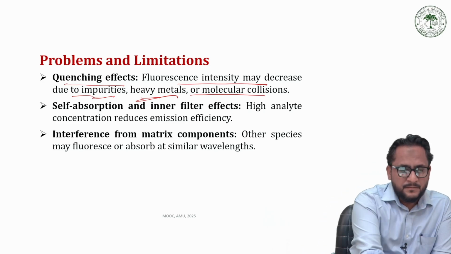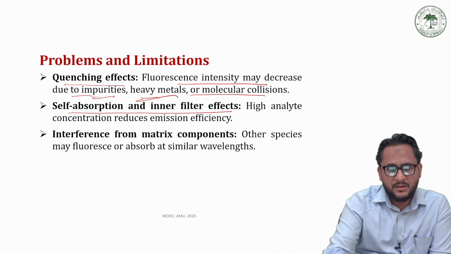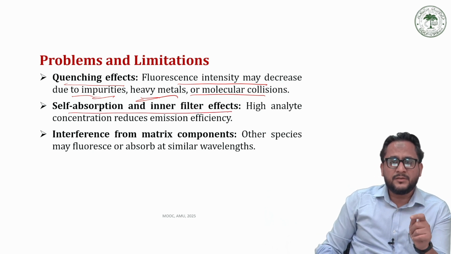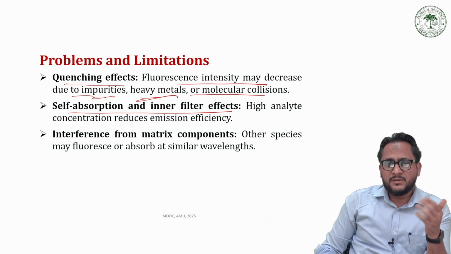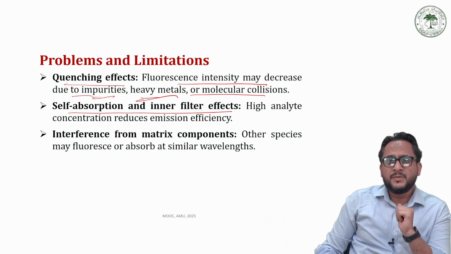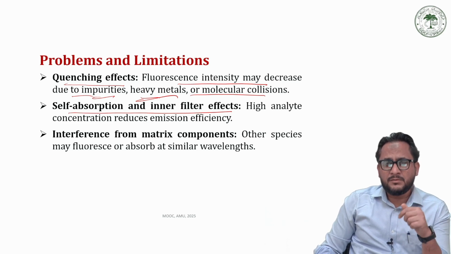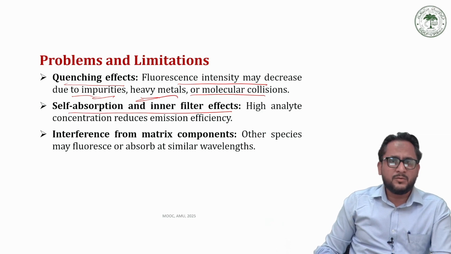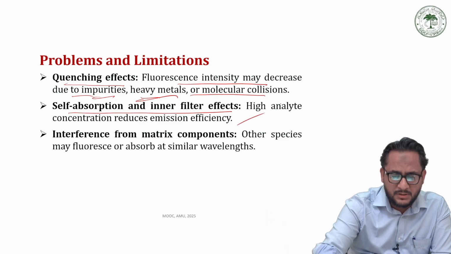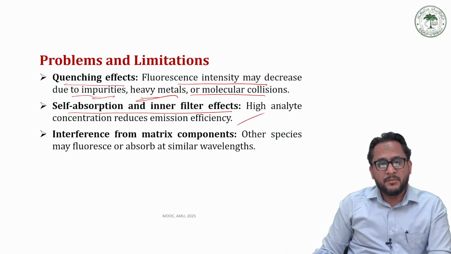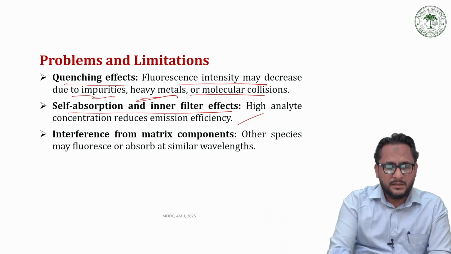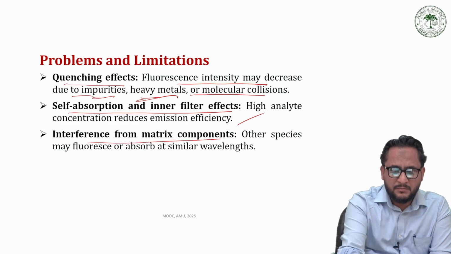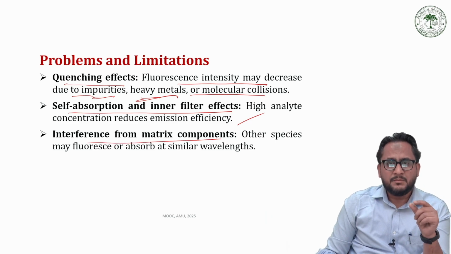Then the self-absorption or inner filter effect. This is because of very high concentration of the sample. Sometimes the emitted light is absorbed by the excited molecule when it comes back to ground state, or sometimes this light is absorbed by other molecules. So that also causes some ambiguity in the study. Then interferences from the matrix components, meaning the matrix, basically the sample.